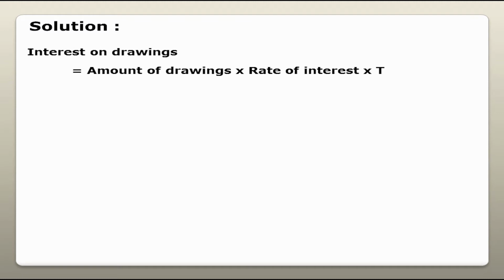Now let's look at the solution. Interest on drawings is equal to amount of drawings into rate of interest into time. This is the formula. So 20,000 is the amount of drawings. Rate of interest is 10%, so 10 by 100. Time is from April to December, so 9 months, 9 by 12. And it gives the answer 1,500.